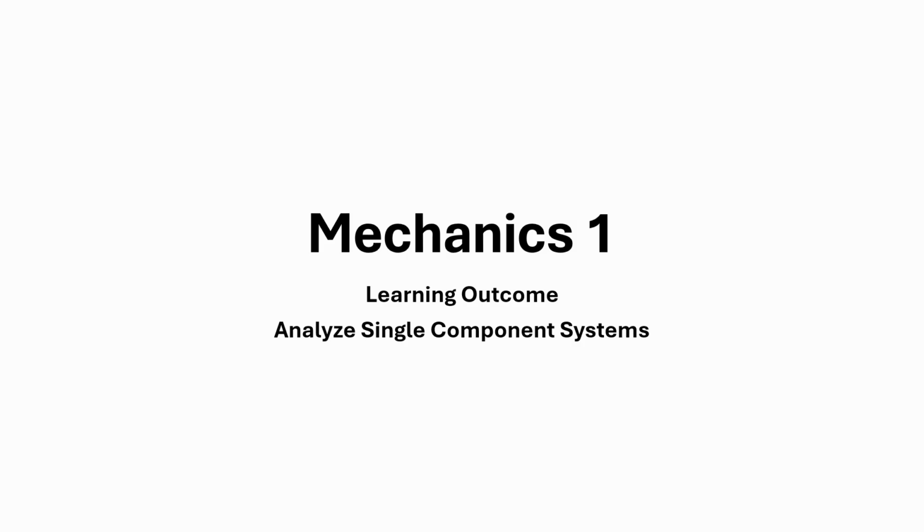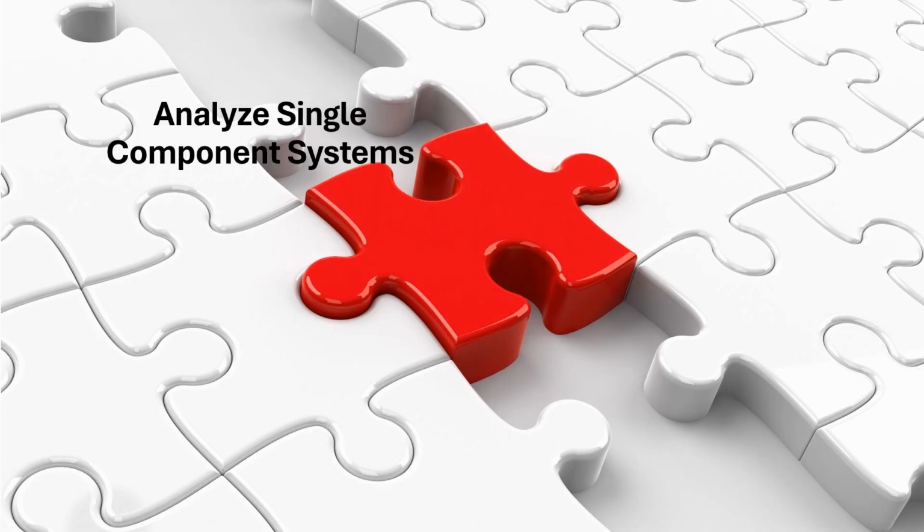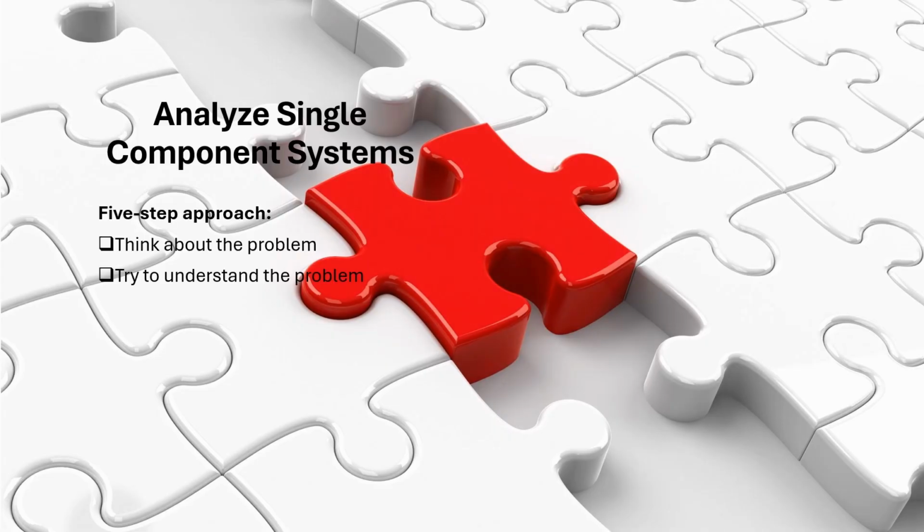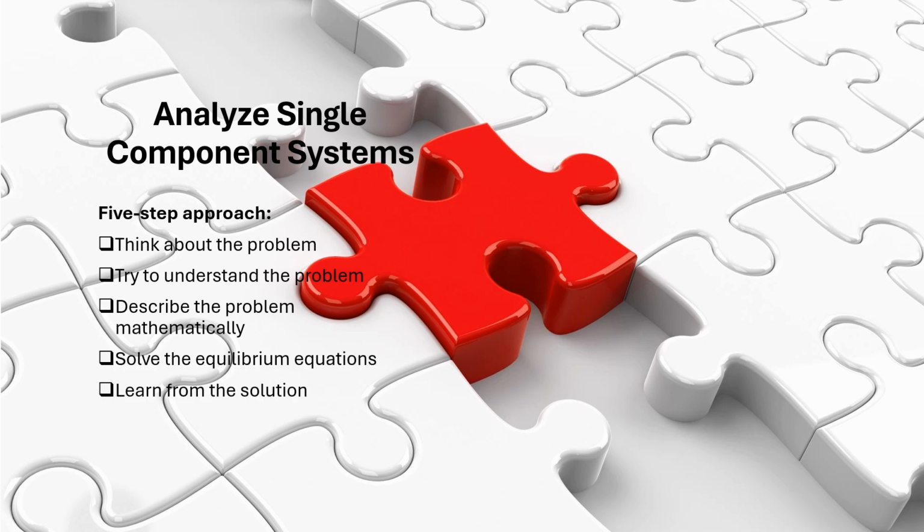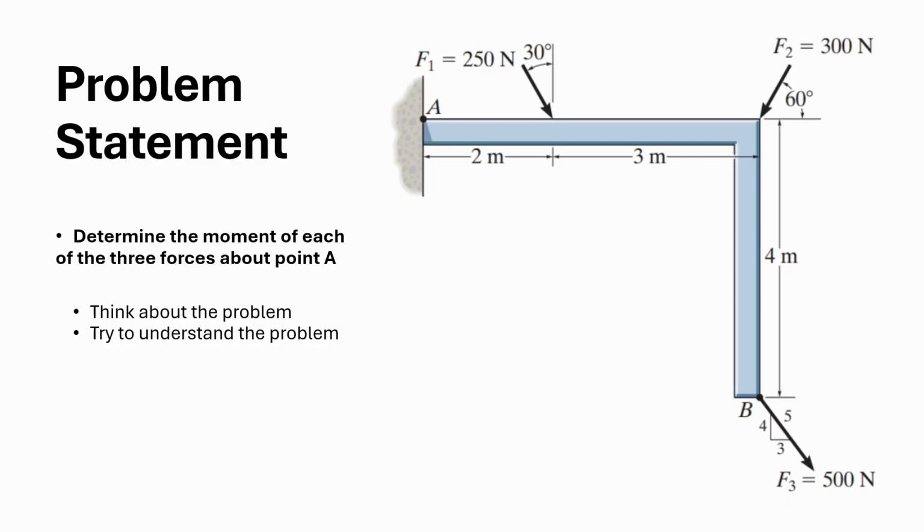Welcome to Mechanics 1. Today's learning outcome is analyzing single component systems. The 5-step approach is: think about the problem, try to understand the problem, describe the problem mathematically, solve the equilibrium equations, and learn from the solution. Today's problem: determine the moment of each of the three forces about point A.